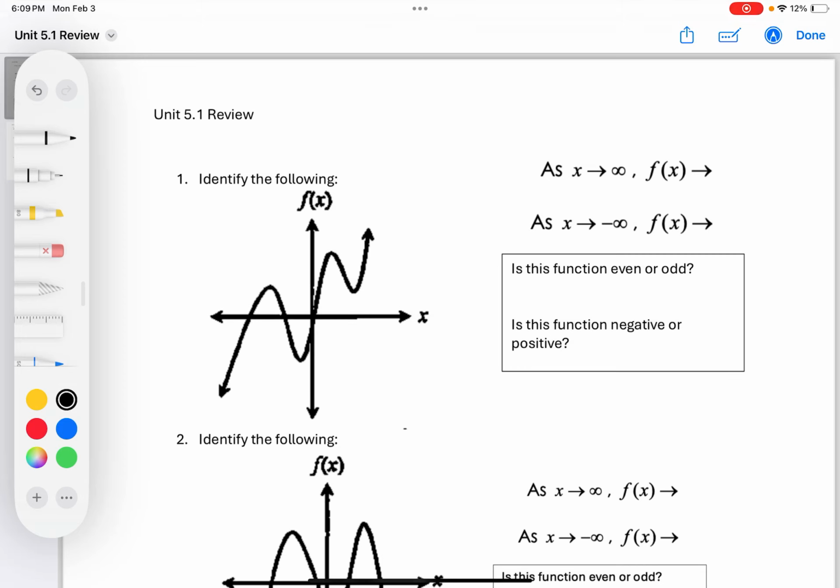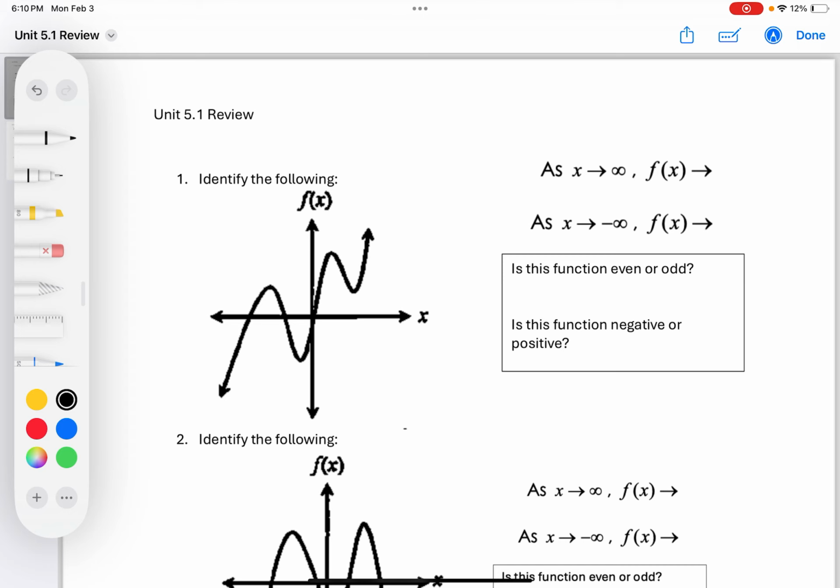Hey guys, we're going to do a quick review over Unit 5.1. The entire Unit 5 has function operations and division, so we're just doing the key characteristics for this first test. The next test will have everything else. So let's go ahead and jump right in.